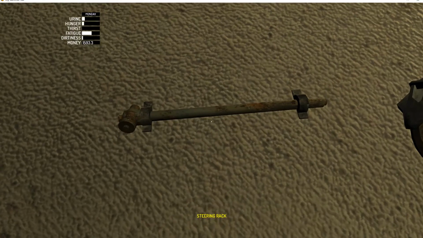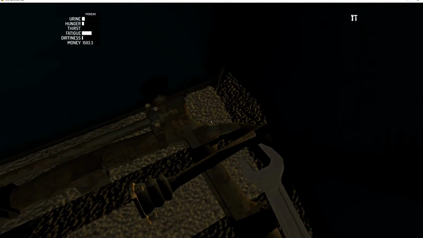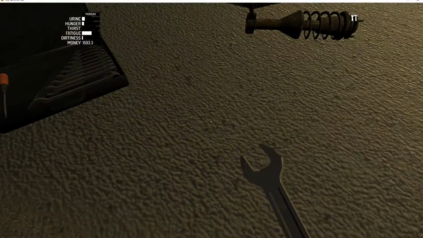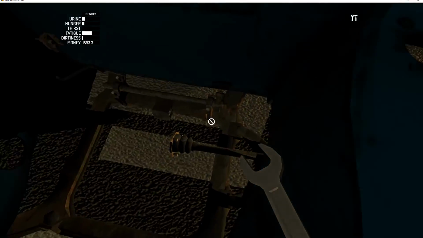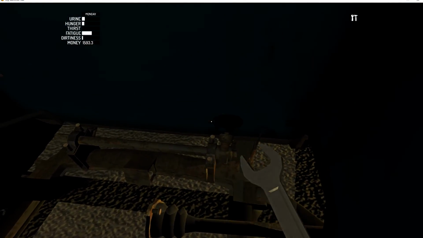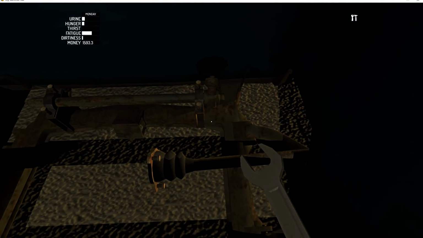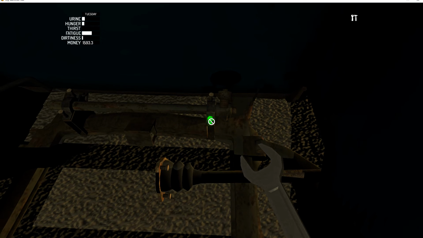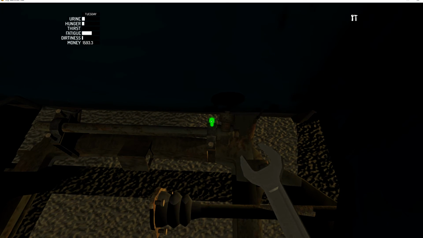Okay. Go ahead and pop this in. Yep. These are smaller ones. Let's try the 11. 10. Really? Must be the 9. Yep. Okay, so we got 4 bolts, 9mm bolts here on our steering rack. Go ahead and torque those in.